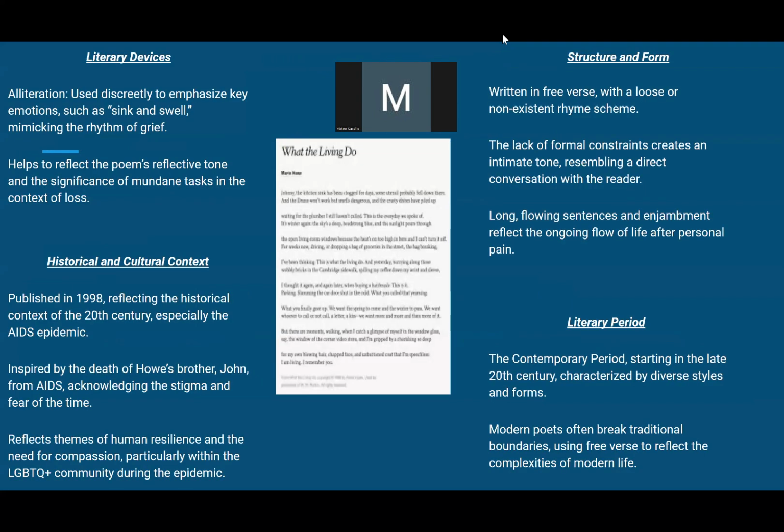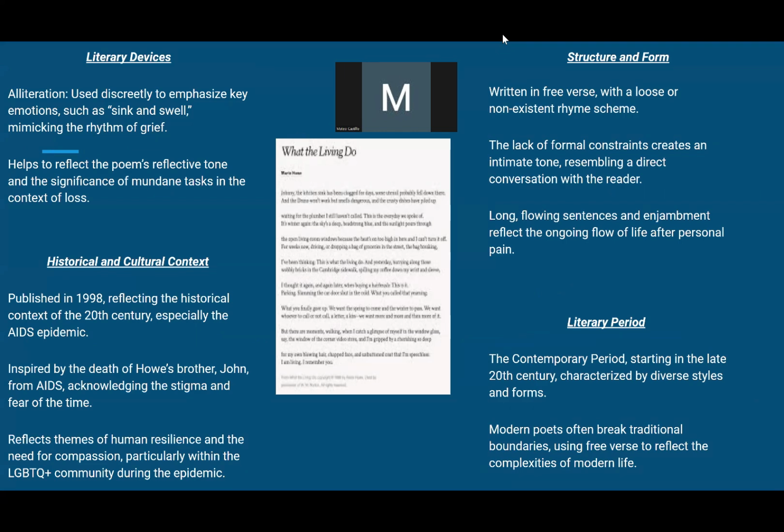The literary device of alliteration was used discreetly to emphasize key emotions, such as the line "sink and swell," mimicking the rhythm of grief. It helps to reflect the poem's reflective tone and the significance of mundane tasks in the context of loss.